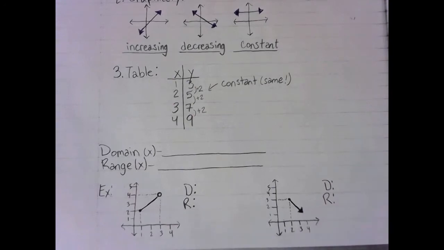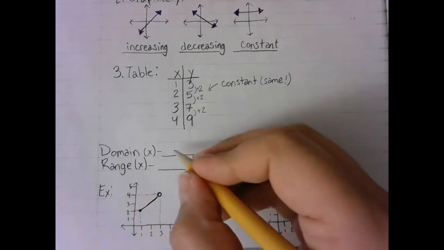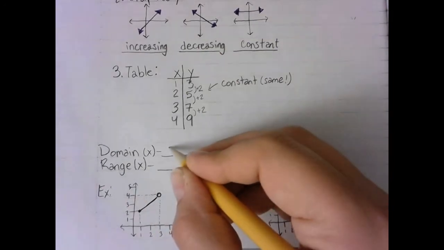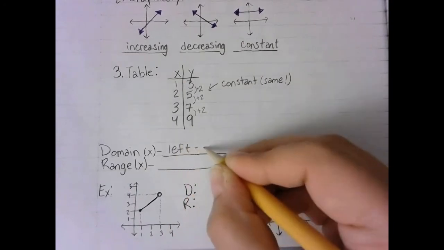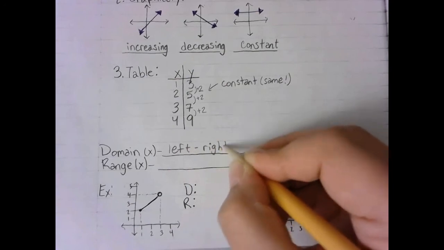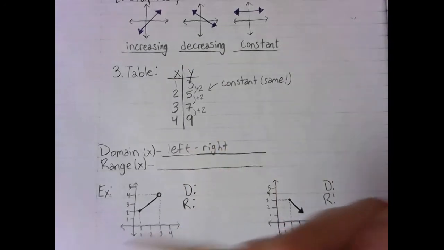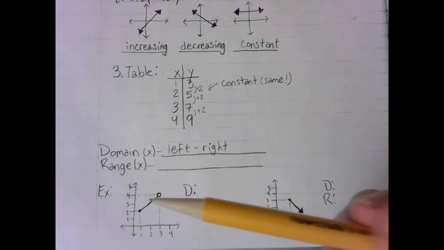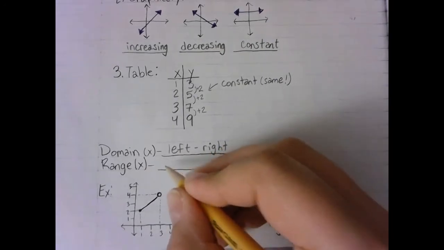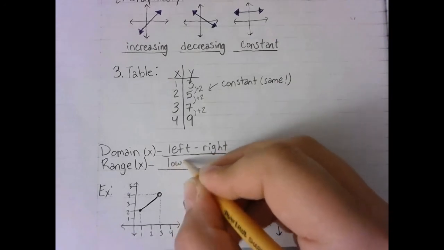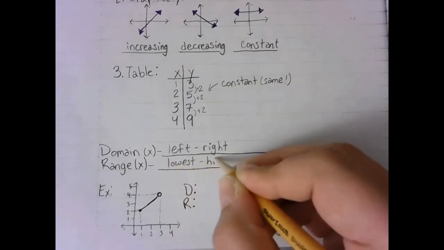Alright, a little reminder. Your domain, which we talked about up there, think of it, if you can't remember, as Dixie Royd. Domain is left to right. Look at where it begins on the left, where it stops or ends on the right. And our range is lowest to highest, or up and down.